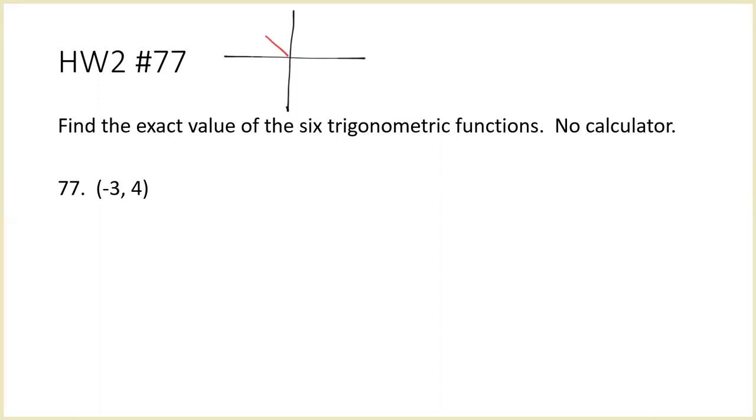So this is where my triangle is, because the unit circle is just triangles. So this is my triangle in quadrant 2, and my x is -3. The y is 4. And the first thing we need to do is figure out the hypotenuse of this triangle.